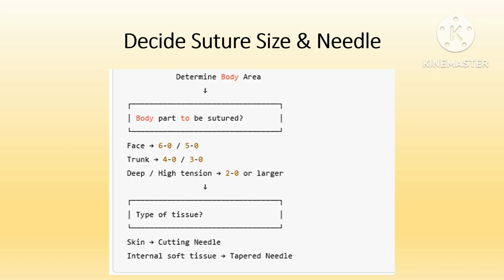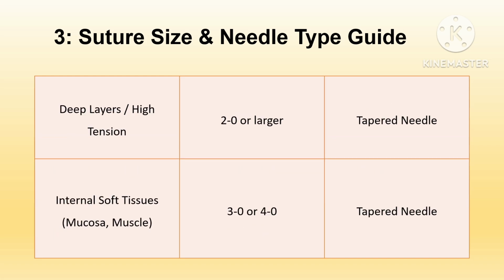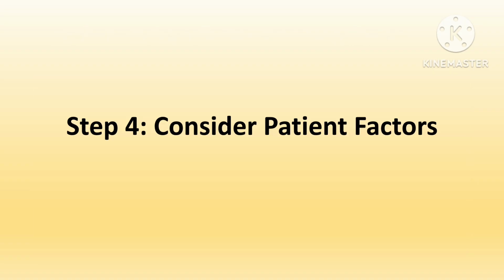Suture sizes are written as numbers. Here is the rule: the more zeros, the thinner the suture. We have already discussed it. Delicate areas like the face, use 6-0 or 5-0. For scalp or trunk, go with 3-0 or 4-0 suture. For deep or high tension wounds, use 2-0 or thicker. Cutting needle is indicated for the skin. It slices through tough tissues, and a tapered needle is for internal soft tissues, as it is gentle and more rounded.